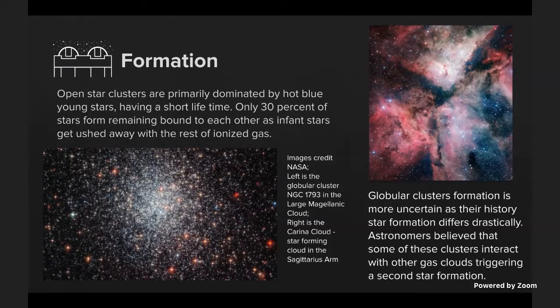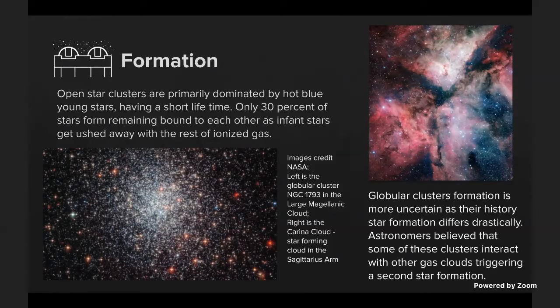An interesting fact about open star cluster formation is that sometimes two clusters can be born from the same gas cloud, forming a binary cluster. A primary example is the double cluster of NGC 869 and 884.